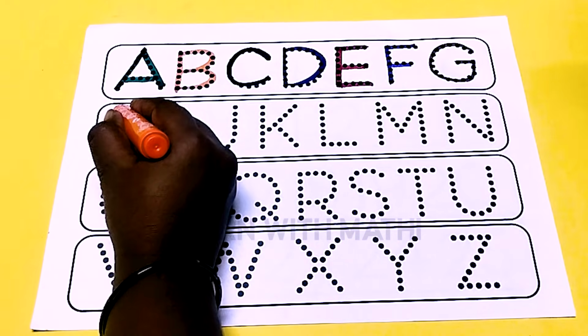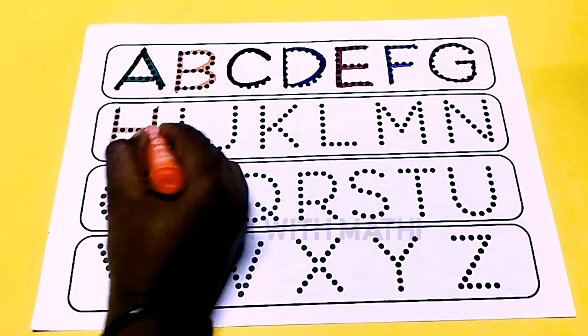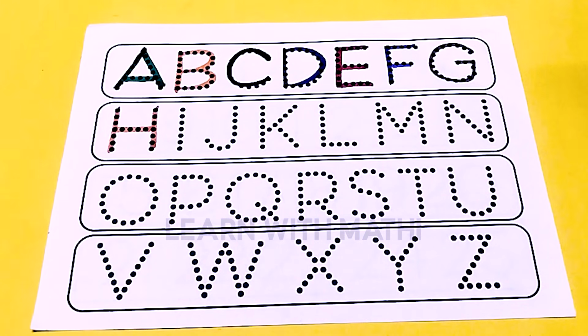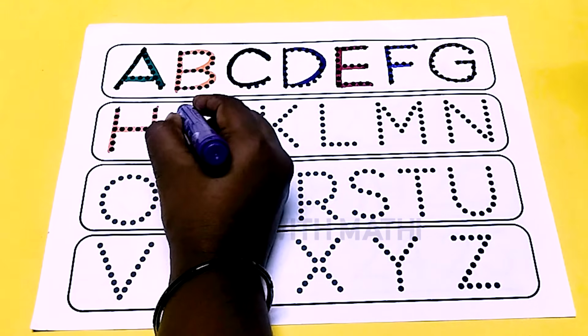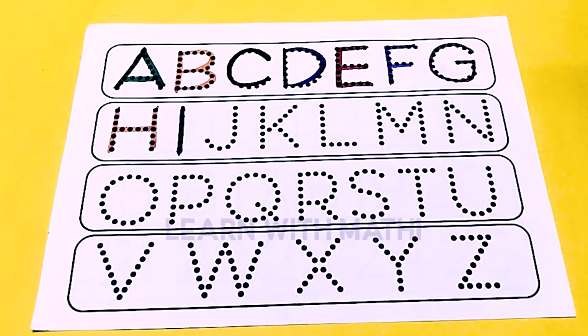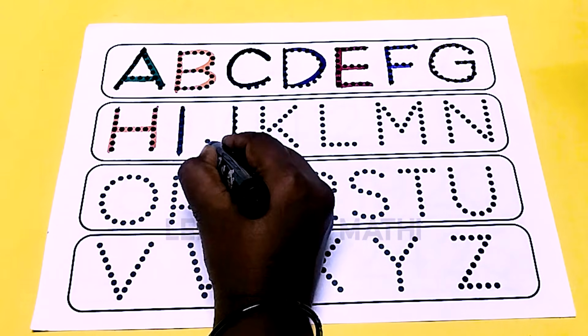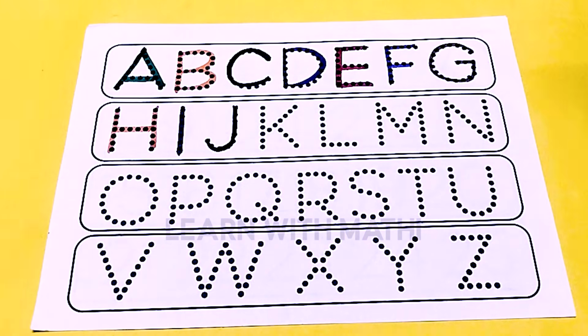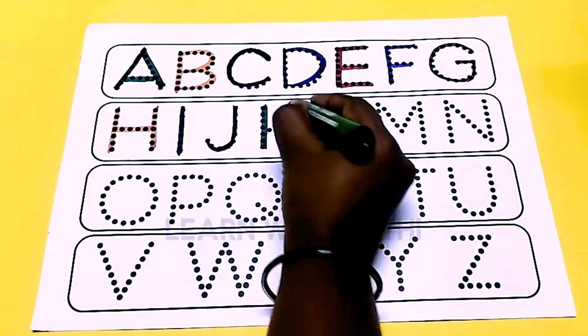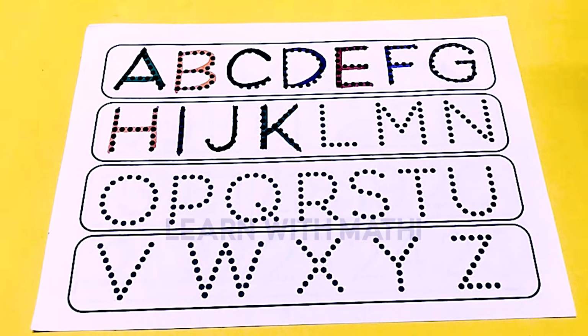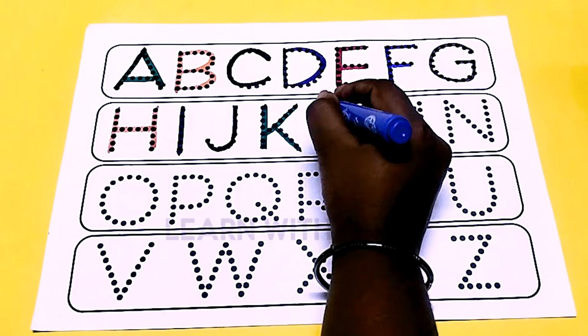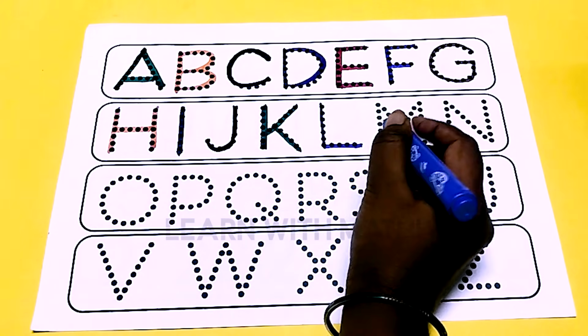This is orange color. H for hat. This is violet color. I for ice cream. This is black color. J for jam. This is green color. K for kite. This is blue color. L for ladybug.